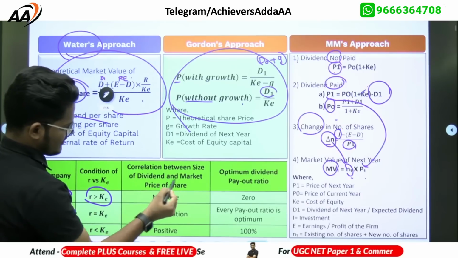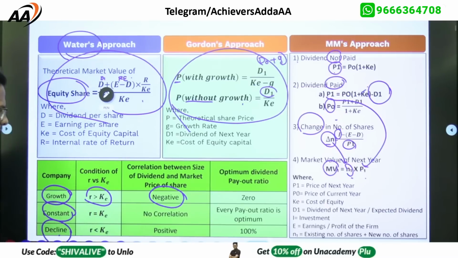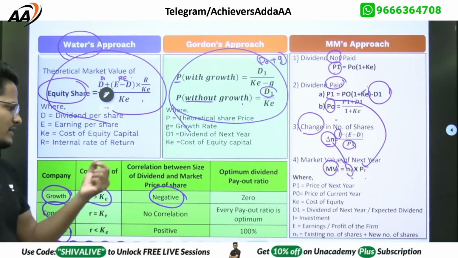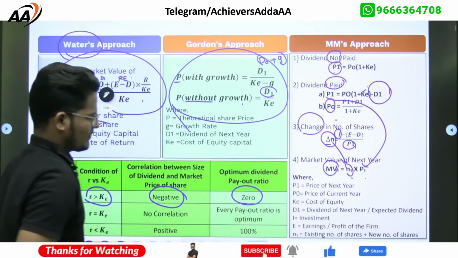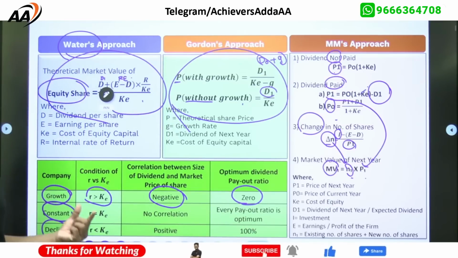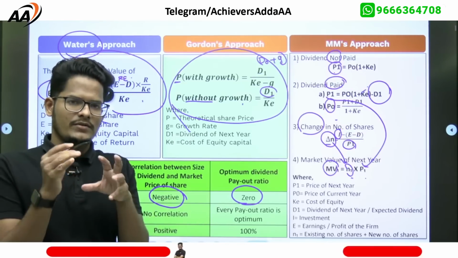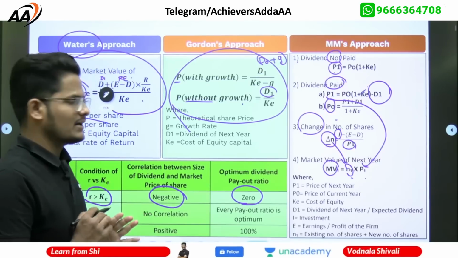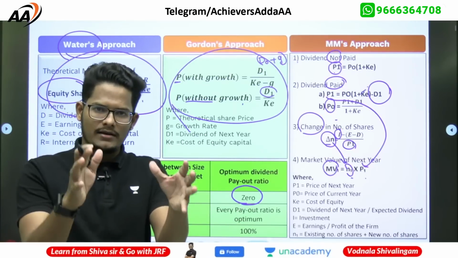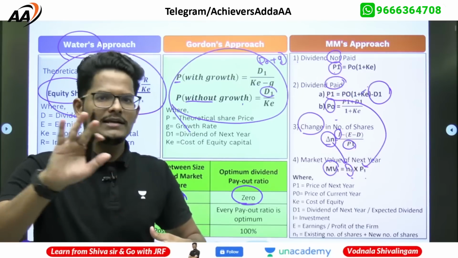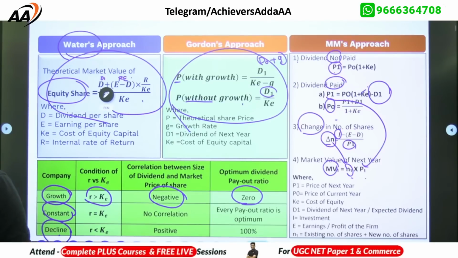Correlation between the size of a dividend and market price is negative, because return is more than the cost. Optimum dividend payout ratio will be 0. In case of a growth firm, where the returns are more than the cost, there will be an inverse relationship between the dividend and the market price of the company. In such cases, keep the entire earnings with you only, do not declare anything as a dividend. Right?